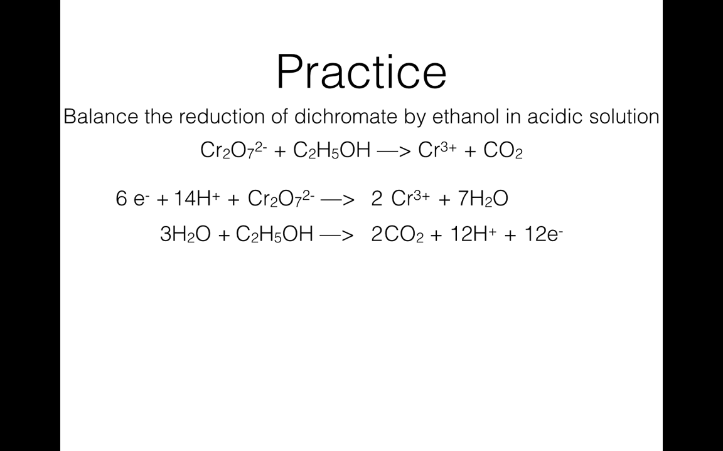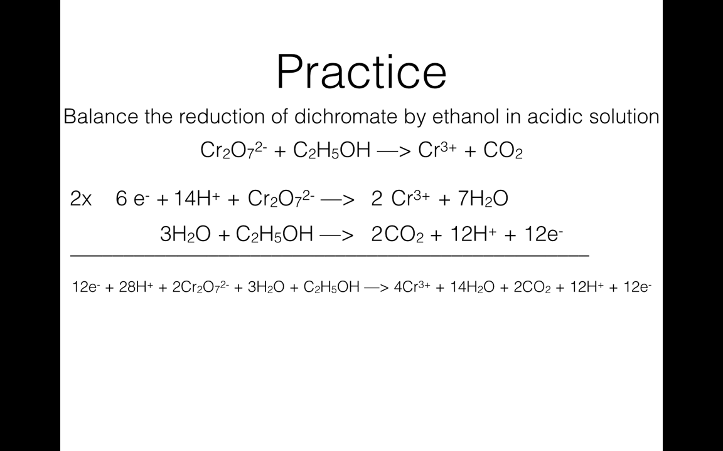Now that we've balanced each half reaction, we need to make sure that we're transferring the same number of electrons. So we'll see that we have 6 electrons in our first half reaction, whereas we have 12 electrons in our second half reaction. To make sure that we're transferring the equal number of electrons, we need to multiply the first reaction by 2. So now we have 12 electrons in both. And now we're in a position to add them together. When we do that, we get this complete reaction equation.